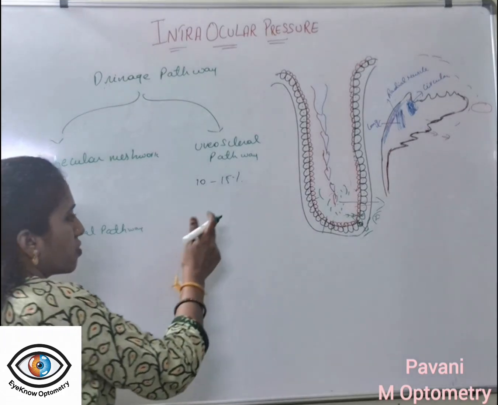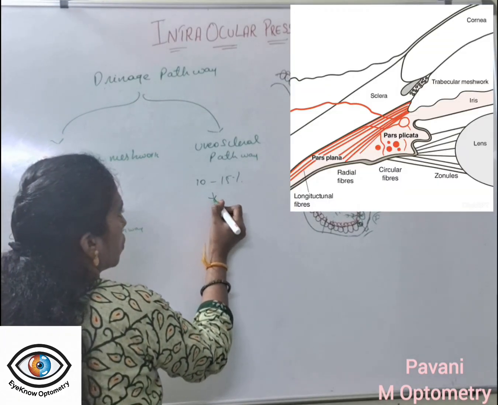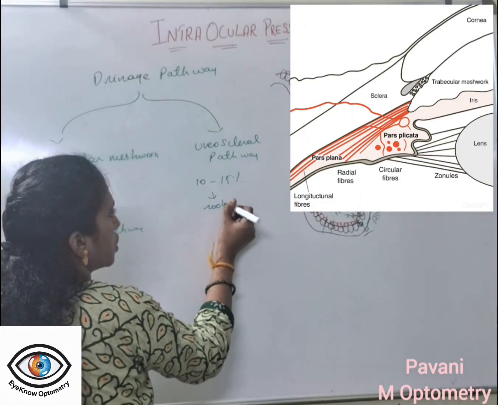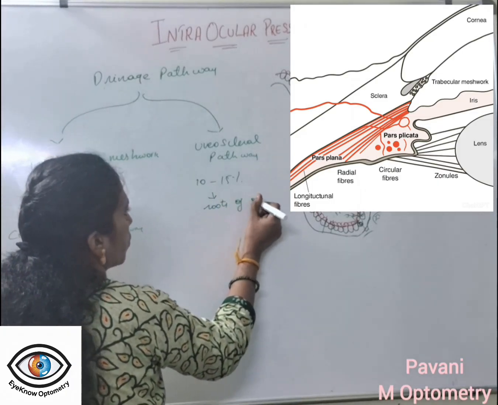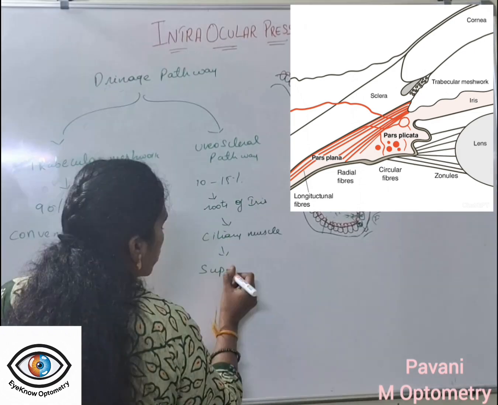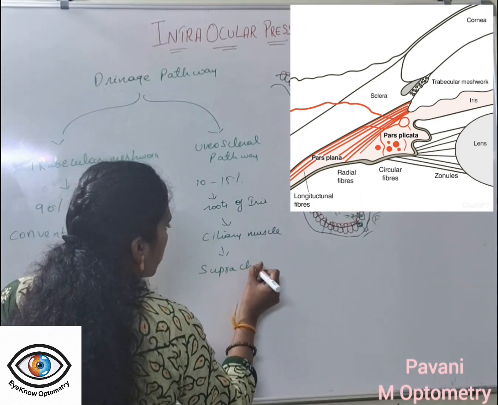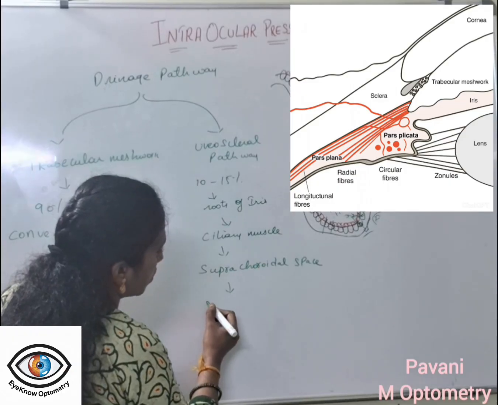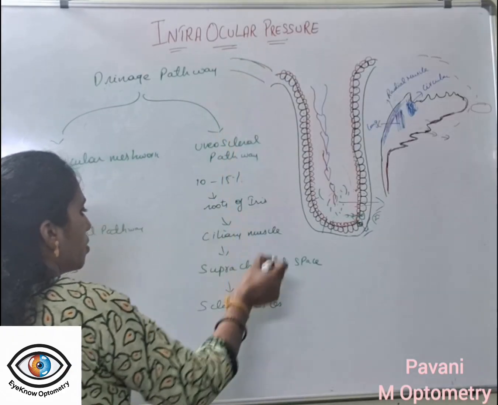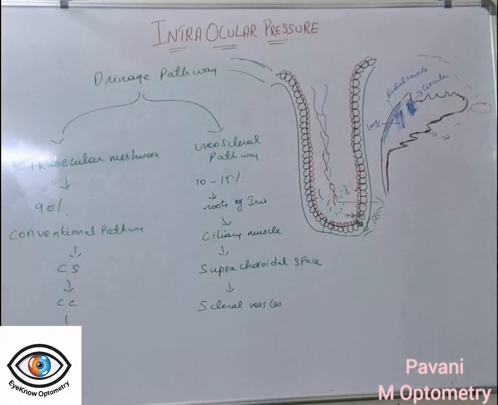Whereas here, it doesn't go to the trabecular meshwork. From the iridocorneal junction, it goes to the roots of the iris. From there it goes to the ciliary muscles, then to the suprachoroidal space, and then it is absorbed by the scleral vessels. Here you will have the suprachoroidal space. From there it reaches the scleral vessels.